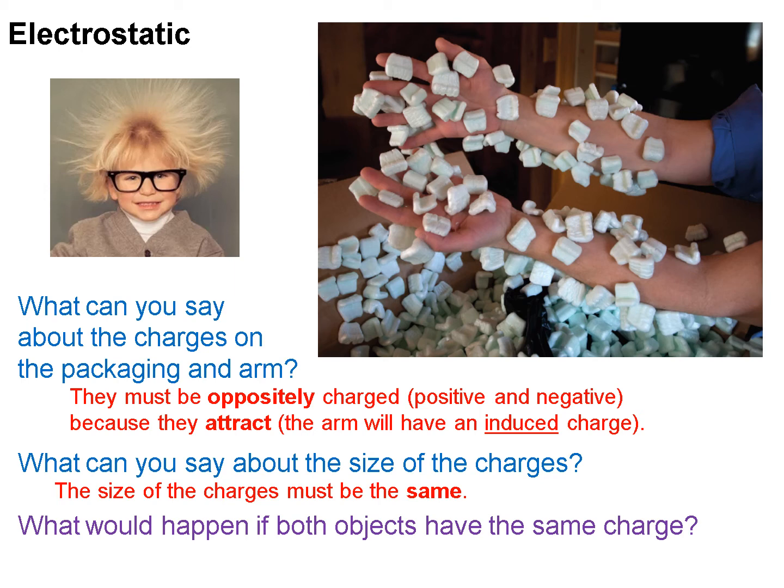The size of the charges will actually be the same. So if the size of the charges are the same, then the size of the force is going to be the same. So linking this idea to Newton's third law, the forces are the same size because the charges are the same size. If both objects have the same charge, well, it's the same as magnetism. If the charges are the same, like when the poles are the same, the objects will repel. So, for example, if an object has a negative charge and another object has a negative charge, those objects will move away from each other and repel each other.